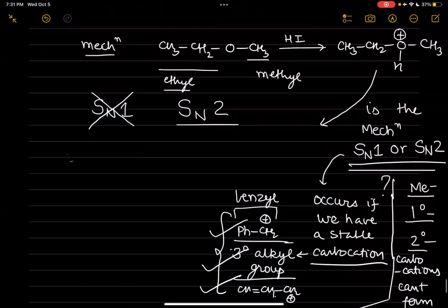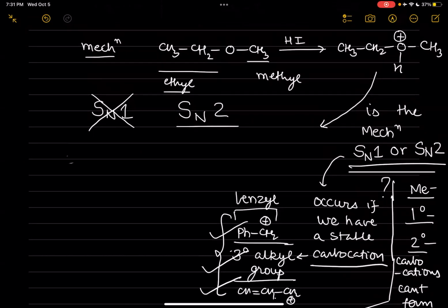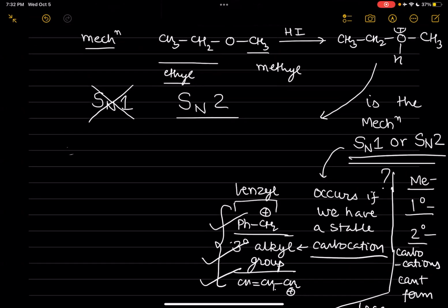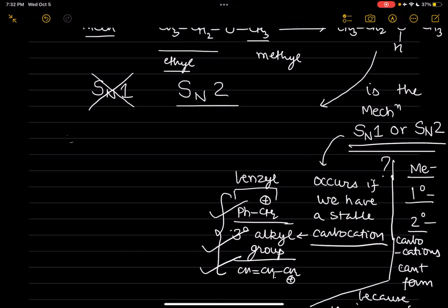Simultaneous. SN2 means bimolecular, and the main thing which I would like to say is simultaneous bond breaking and forming. Simultaneous bond forming with the nucleophile and bond breaking with the leaving group.